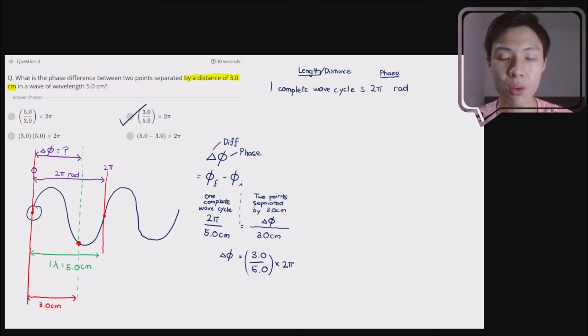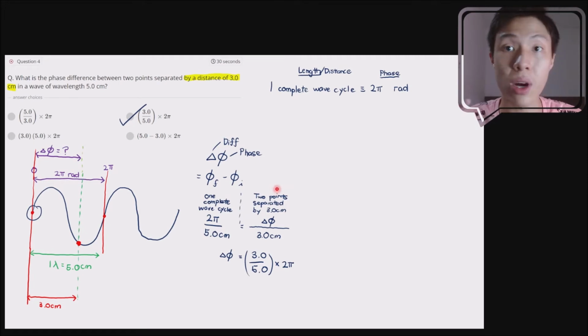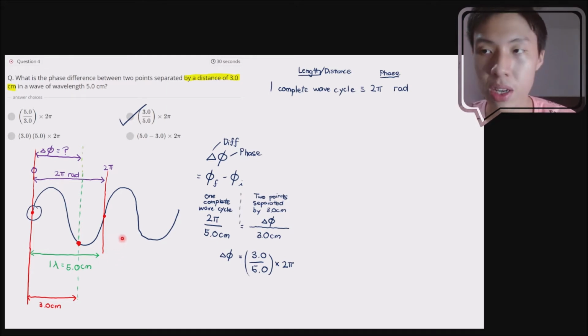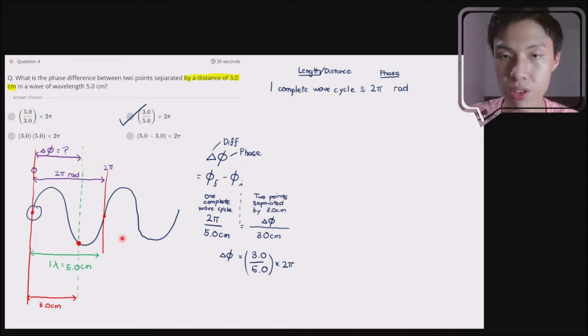Okay, so when you face this kind of situation, just build a ratio. For the left hand side, you can use one complete wave cycle. The right hand side will be the one that you are interested in. In this case, what we're interested in is the 2 points separated by 3 cm. Okay, so now let's move on to the next question.